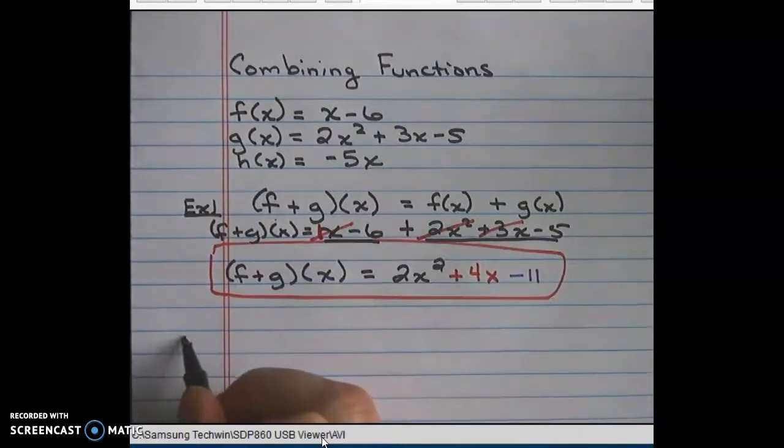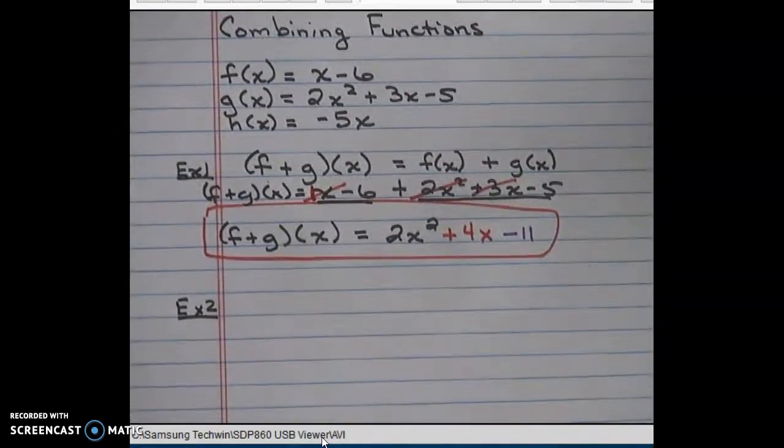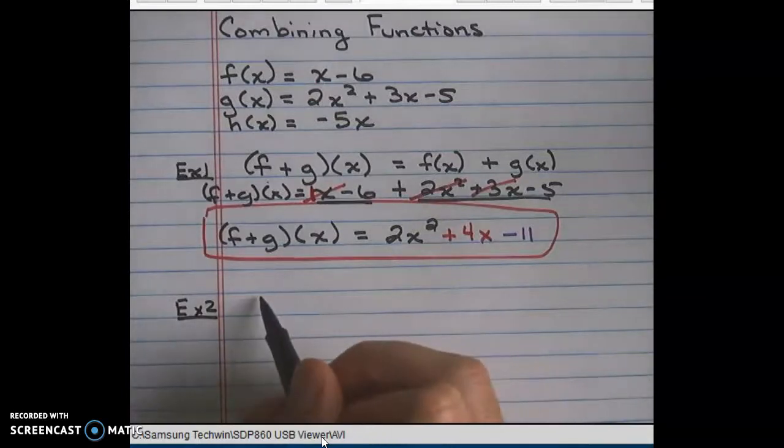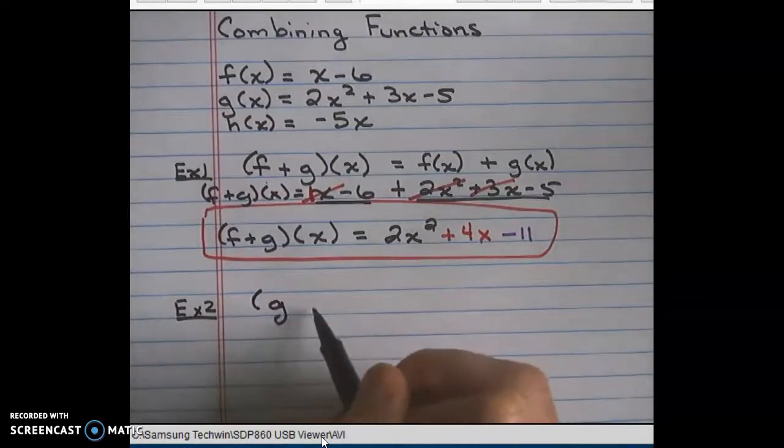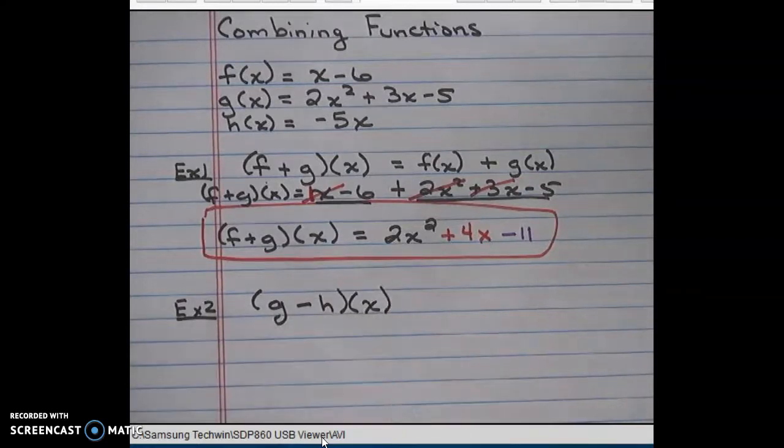So in example 2, I might ask for something a little different. Let's see if you guys can figure out what they're asking for me to do here. If I said I want to do g minus h of x, what are they asking us to do here? And again, a lot of today's work isn't new math. It's just learning how to read what you're looking at.